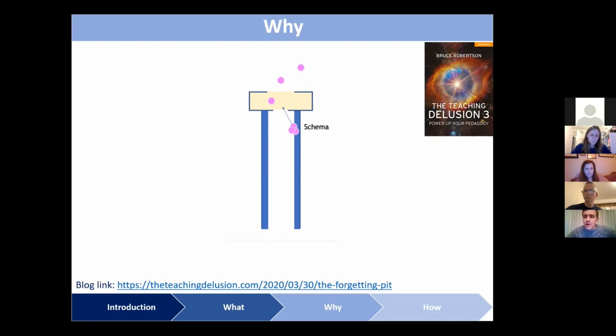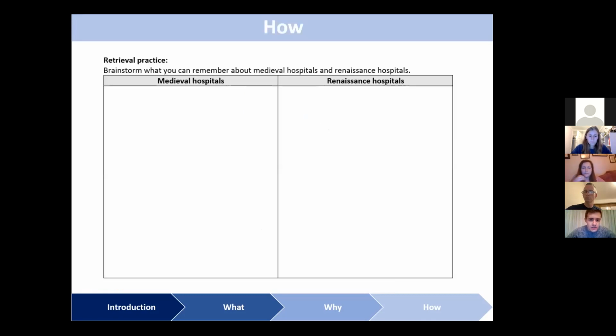Some of these are really, really simple. Actually, I think they're all quite simple, but they're simple fixes to teaching and really support lower prior attaining students. So this one is a knowledge dump, a brainstorm activity. This is for a GCSE medicine lesson about industrial hospitals. First, they have to think about what they can remember about medieval hospitals.